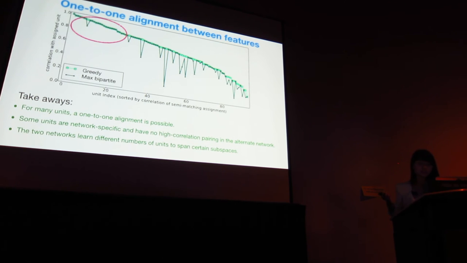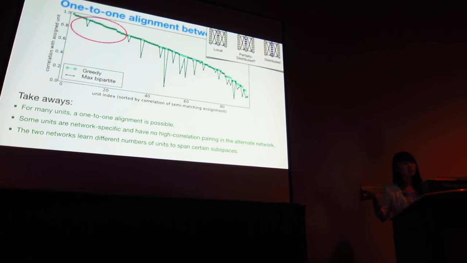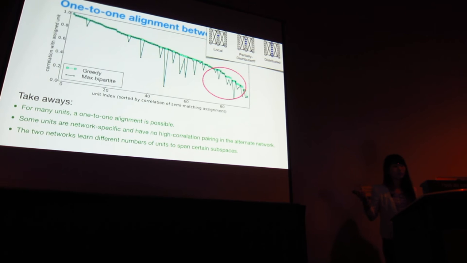First, let's look at those high correlation pairs here. We see that matches found by both methods coincide for those high correlation pairs. And now if we think back to our local versus distributed experiment, this is what we would expect to see when the local code is being used. And we also see that some of the units in net one have no high correlation match in net two, and this indicates that these features are more unique to one network.